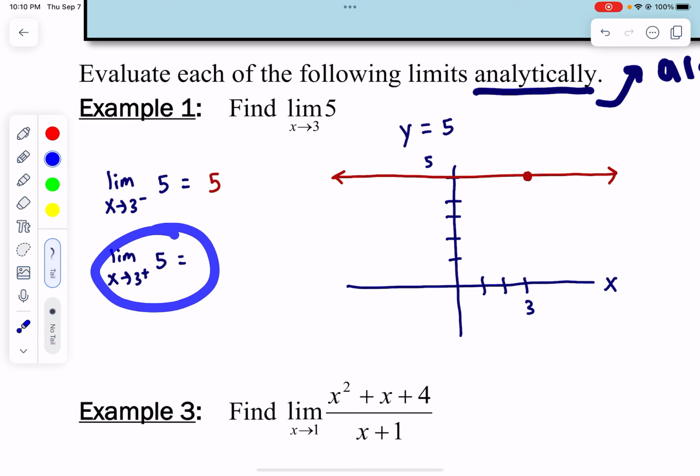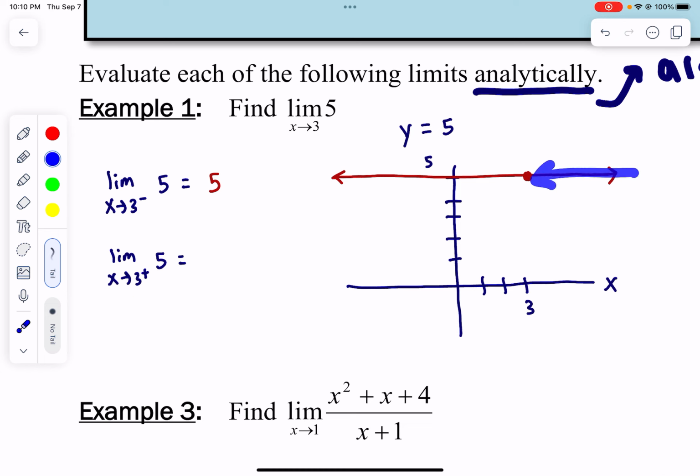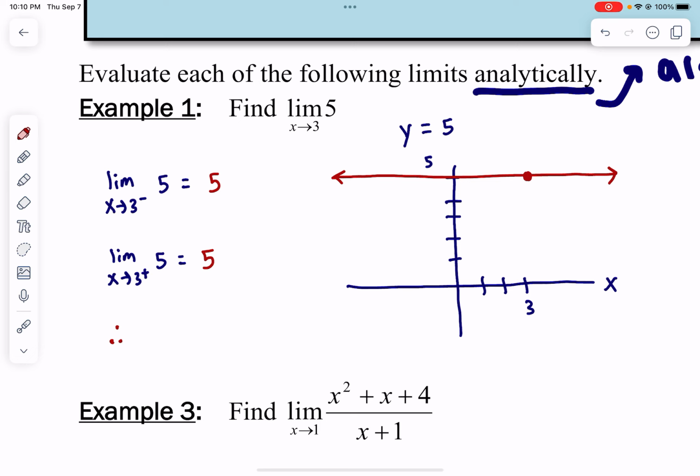Same thing for the right-hand side. As we approach x equals 3 from the right-hand side, we will also approach 5. Okay. So therefore, the overall limit, the limit as x approaches 3 of 5, is just equal to 5.